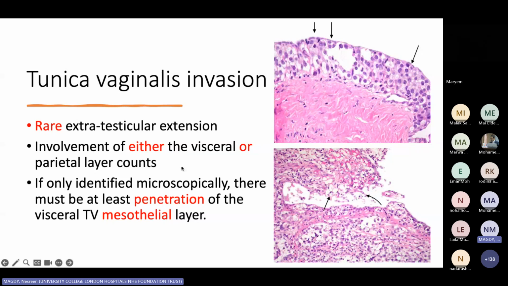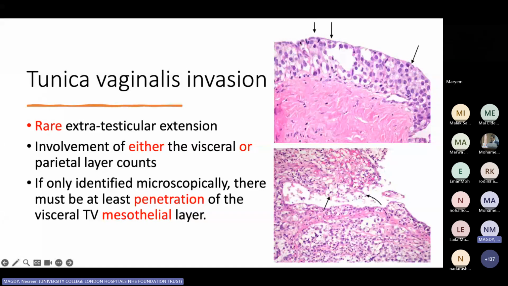Microscopic assessment of invasion of the tunica vaginalis. This is a very rare extratesticular extension route. It counts if either the visceral or the parietal layers of the tunica vaginalis are involved. And if it is only identified on the microscopic level, there must be penetration of the visceral tunica vaginalis mesothelial cells.